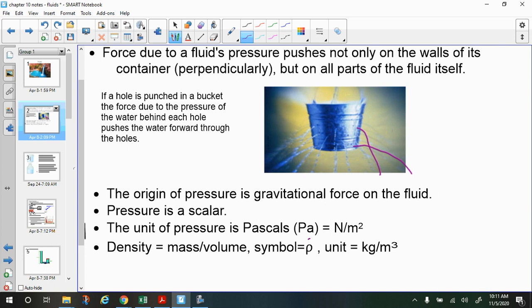The symbol we use for density is a Greek symbol called rho. It's kind of like a curvy P. That's how I make it. This is how it's typed in this particular program. The unit for that is kilogram per meter cubed. We will also be using kilogram per liter quite a bit as our unit.